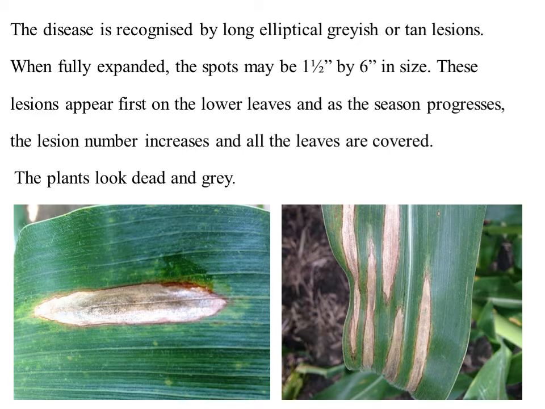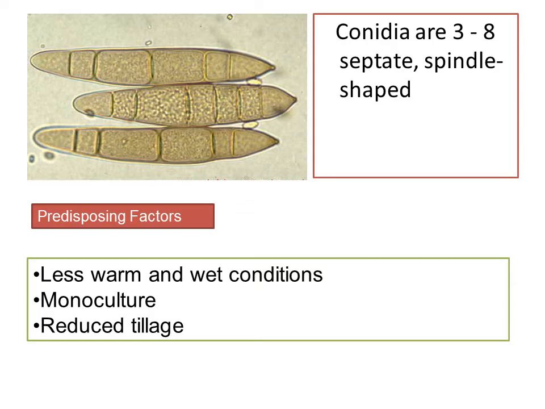These lesions appear first on the lower leaves, and as the season progresses, lesions may increase and all the leaves are covered with spots. The plants look dead and gray. The spots produce conidia of the pathogen, 3 to 8 septate and spindle shaped. This pathogen survives in less warm and wet conditions. Continuous monoculture increases pathogen survival, and reduced tillage is also favorable for survival of the pathogen.